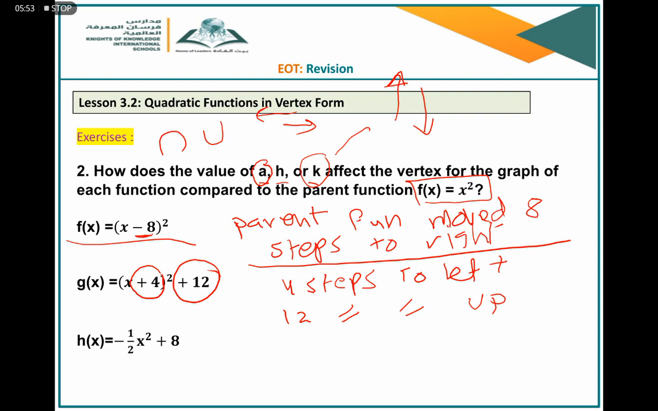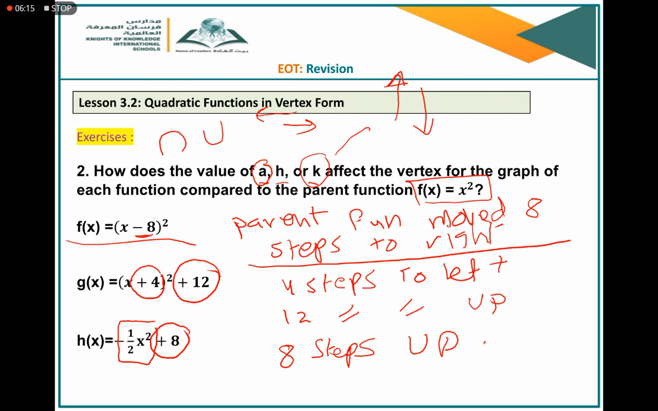Me too. The last question here, as you see, there are no parentheses. Because there are no parentheses, that means no left, no right. The graph doesn't move left or right. But here, because of the 8, it just moves 8 steps up.